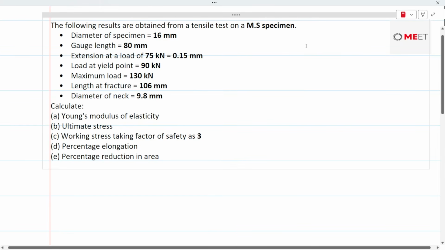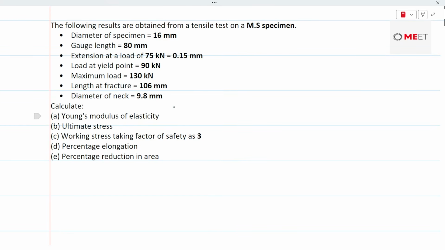Question is about the results obtained from a tensile test on a MS specimen. MS stands for mild steel. Diameter of specimen is given as 16 mm. Gauge length is 80 mm. L is equal to 80 mm.